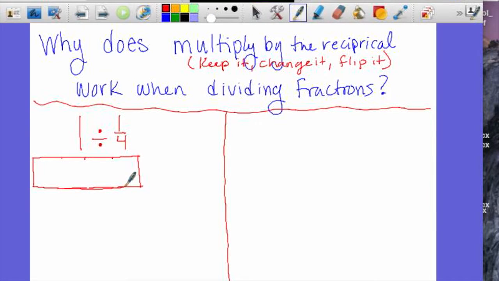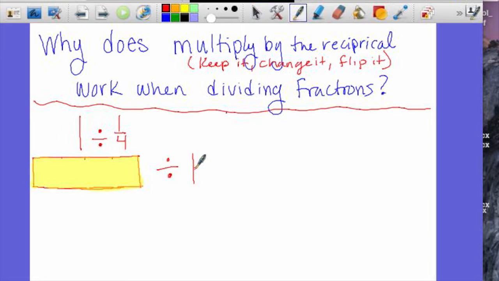So, one whole, I'm going to highlight the whole thing because it's a whole. I'm sick of saying that word. And then divide that by 1/4. So, well, let me make some more room here. Okay, so divided by 1/4.